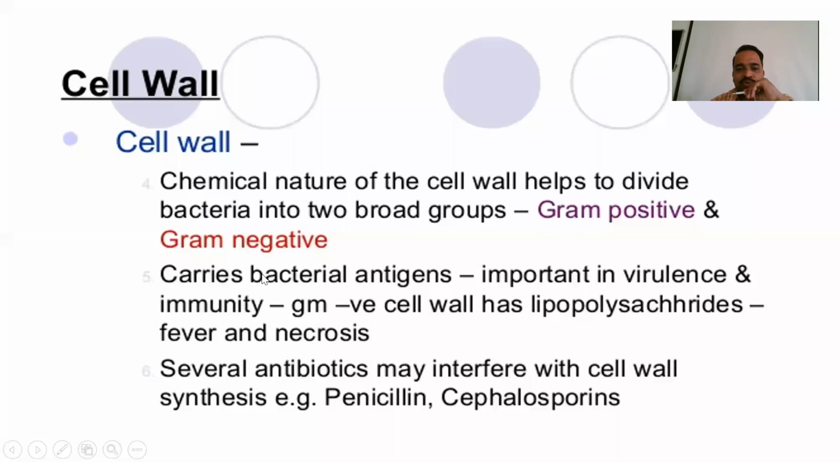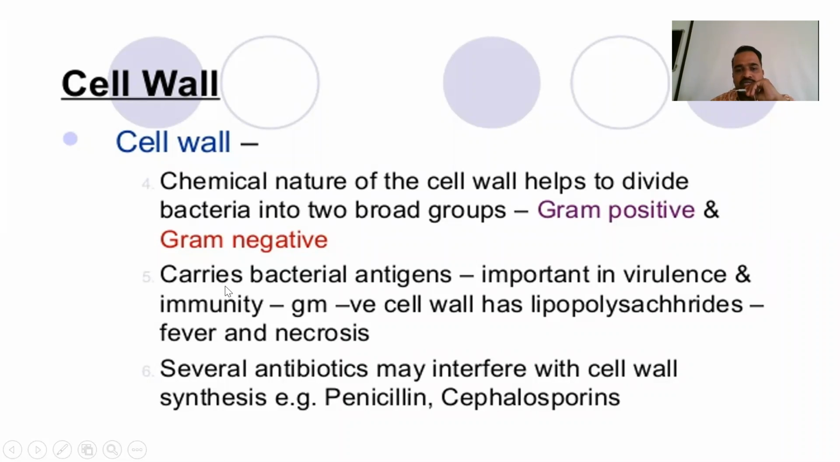What is this gram positive and negative? In detail, we will see in the further classes. Now, at present, you remember only this thing: based on the chemical nature of the cell wall, the bacteria can be divided into two groups, that is gram positive bacteria and gram negative bacteria.